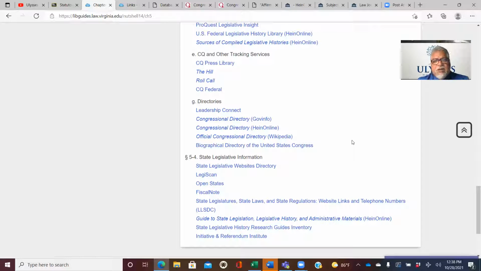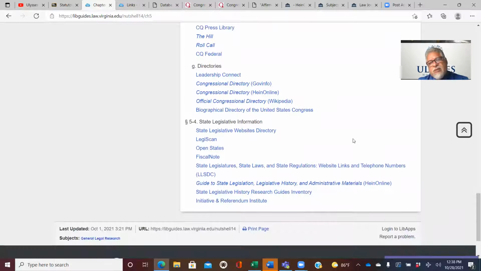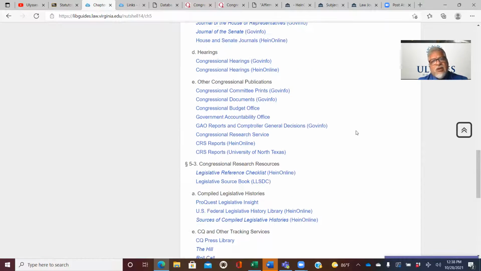There are directories available for you to actually connect and try to persuade the legislature to go one way or another. And then there's state legislative information, which is basically a replica of the federal government, but for the state. And they're supposed to be organized in a similar fashion for you to do the research, as you saw.